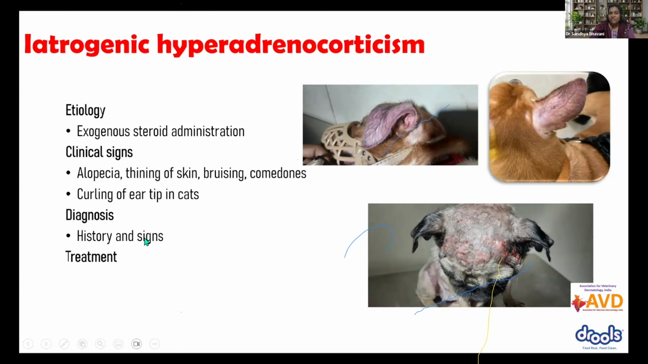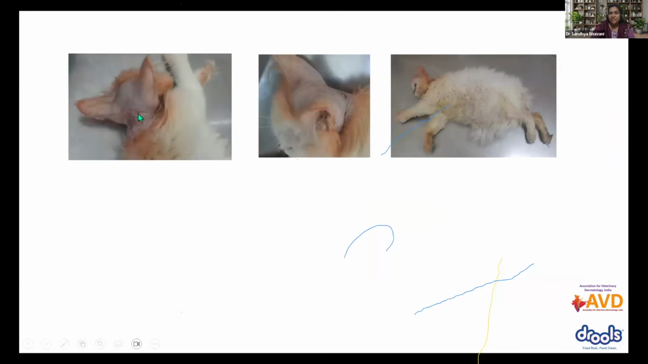So this is based on history and signs, and the treatment is mainly to avoid the cream which has been applied, and also give time for natural healing, and along with that you can go for a vitamin A analog like isotretinoin capsules. So this is a cat where you can see the alopecic area and pendulous, distended abdomen in a cat with iatrogenic Cushing syndrome.